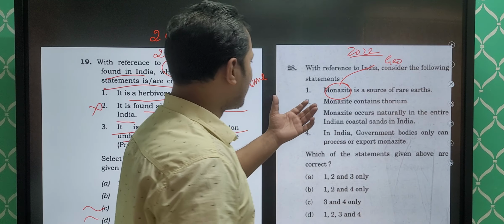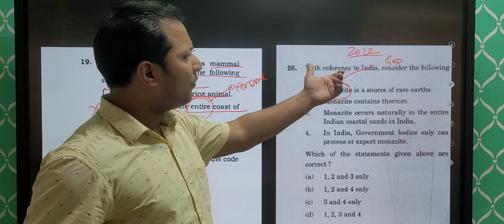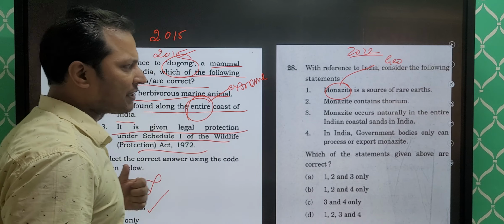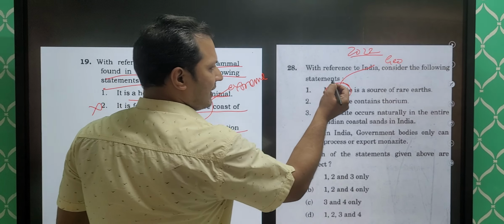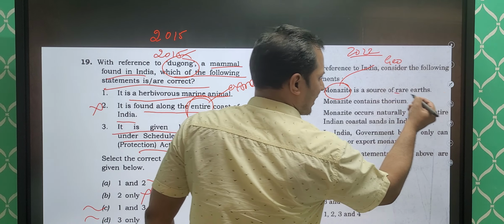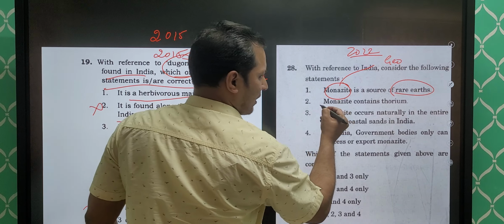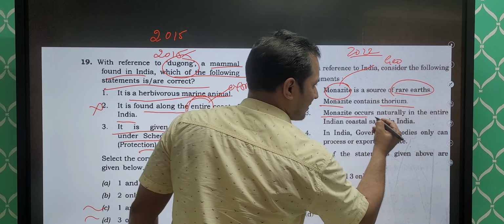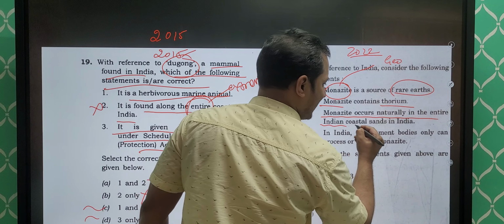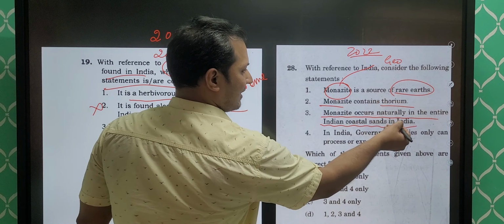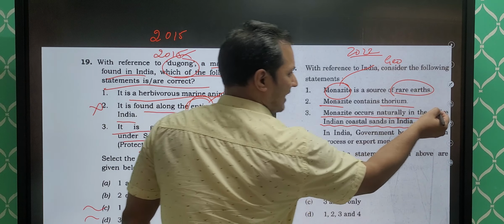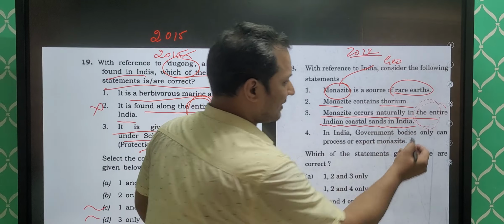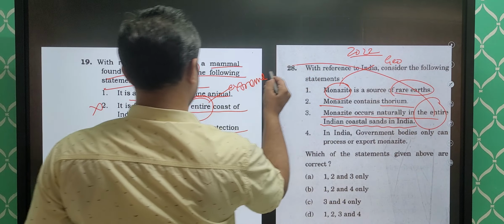Guys, similarly you come to this question. With reference to India, consider the following statements. You can see here, monazite is a source of rare earths. Second, monazite contains thorium. Third statement, monazite occurs naturally in the entire Indian coastal sands. Again you see, entire coastal. You can see the same word is being used here and here.